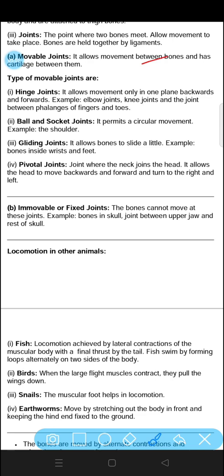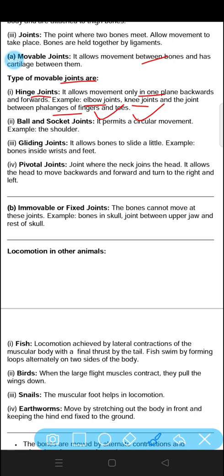Types of movable joints. The joints which we can move: hinge joint. It allows movement only in one plane, backward and forward direction. For example, the joint of our elbow, the knee joint and the joints between the phalanges of the finger. You can fold your elbow in one direction and your knee also. You cannot fold it in the opposite direction.